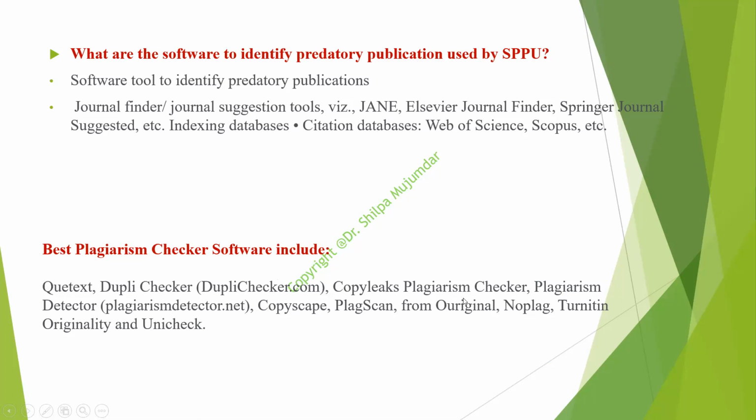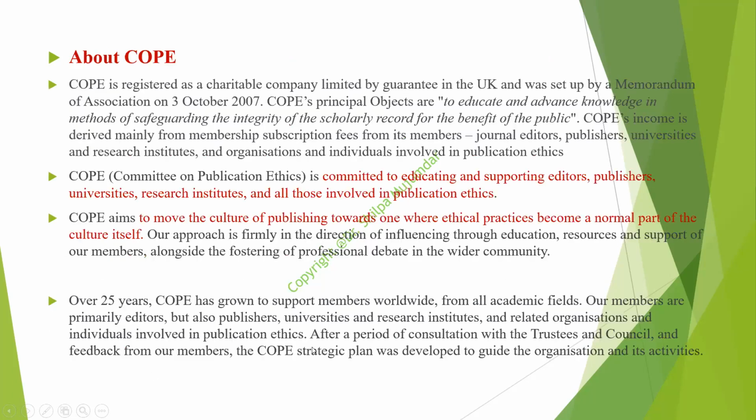Then CopyLeaks, Plagiarism Checker, Plagiarism Detector, Copyscape, PlagScan, Originality, then Turnitin. Turnitin is the best one to date, which will check for actually the originality and uniqueness. These are also the softwares. Turnitin will be the best for checking plagiarism, and the result by Turnitin is generally authentically taken by maximum scientists. But of course, DupliChecker is also good. Then Originality and UniChecker are also good.